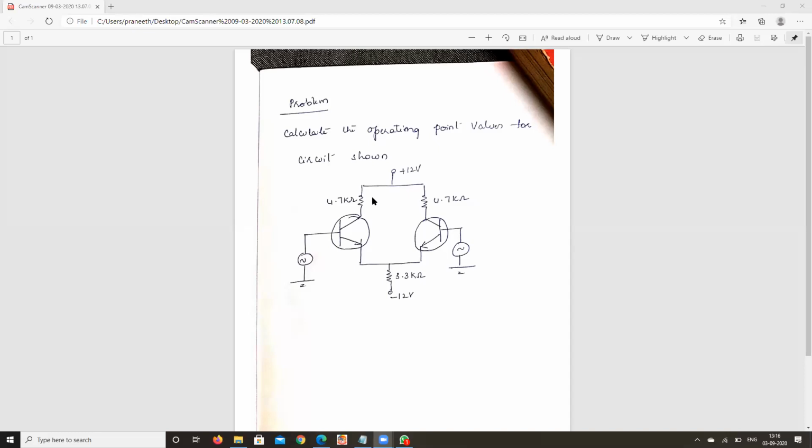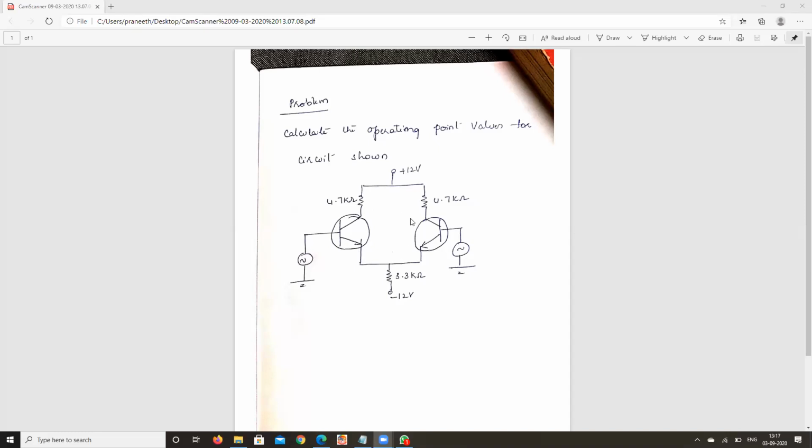You have a collector resistance RC 4.7 kilo ohms and emitter resistance RE 3.3 kilo ohms, plus VCC plus 12 volts and minus VEE minus 12 volts. This is the data that was given. So the question was asked to find out the operating point values, isn't it? So from this it was clear that we are doing DC analysis. So there is no need of these AC inputs. That's why these are grounded. So you can consider these AC inputs as 0, right?